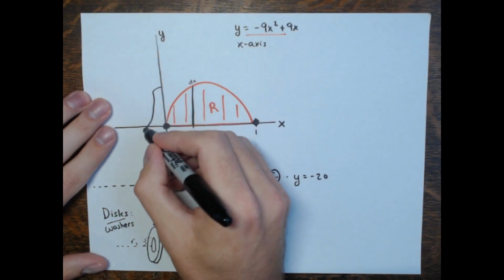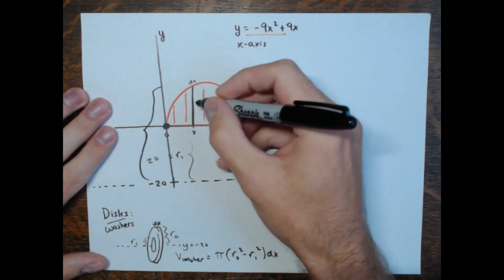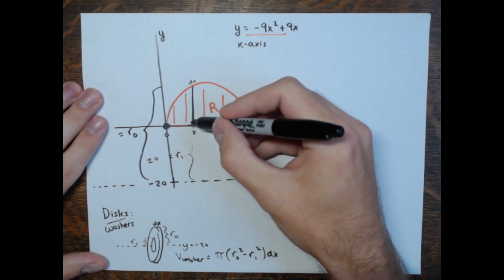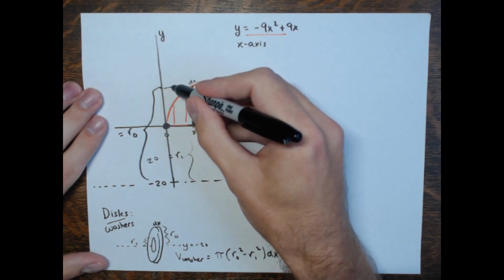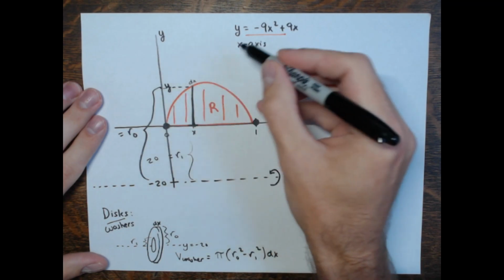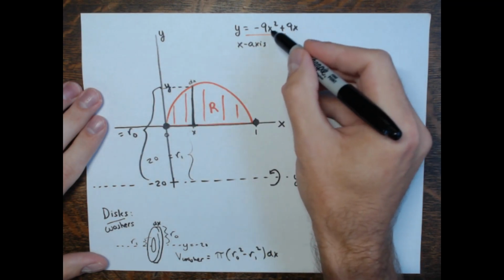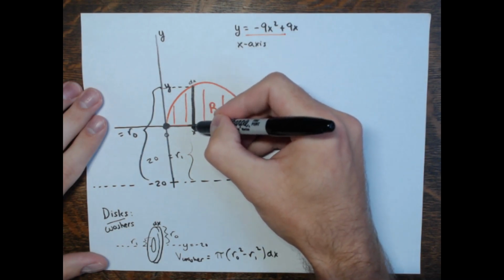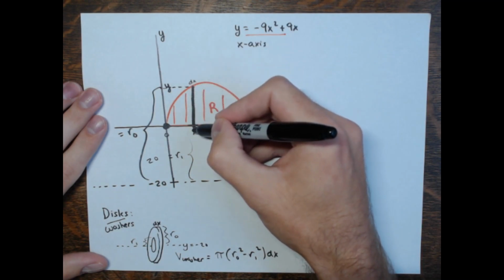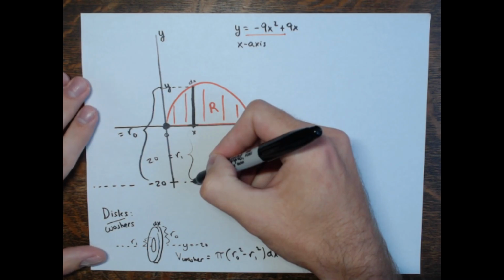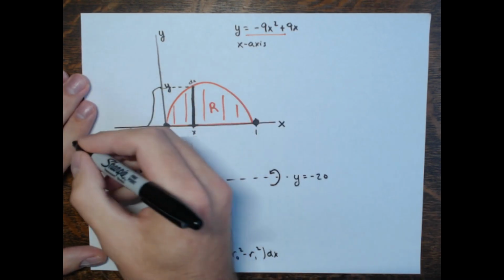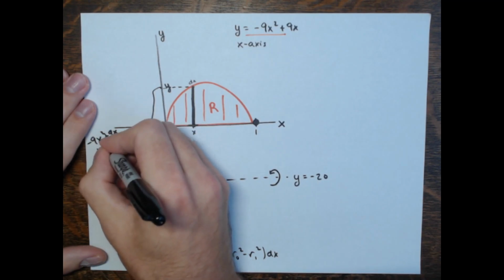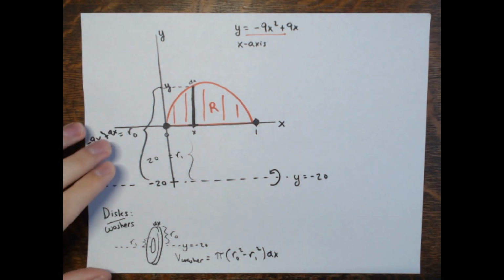And the outer radius, right, normally we go from the x-axis, right? So it would be this y-coordinate here, in terms of x, which is 9x minus 9x squared, or negative 9x squared plus 9x. So it's that negative 9x squared plus 9x, but then plus 20, right? You still have 20 more added onto that to get to the line of rotation. So it's negative 9x squared plus 9x, plus 20. Right? There's your outer radius.